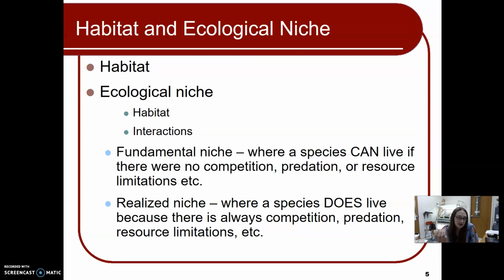The realized niche is where a species does live, because there's always going to be some kind of competition. There's always going to be some kind of predation, resource limitations in the wild. So I think I kind of skipped over it. The first exercise you're going to do has to do with measuring biodiversity. The second exercise you're going to look at involves this fundamental versus realized niche.